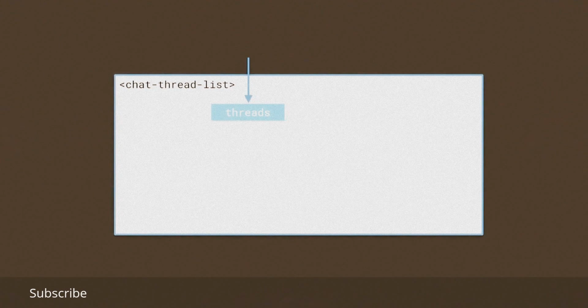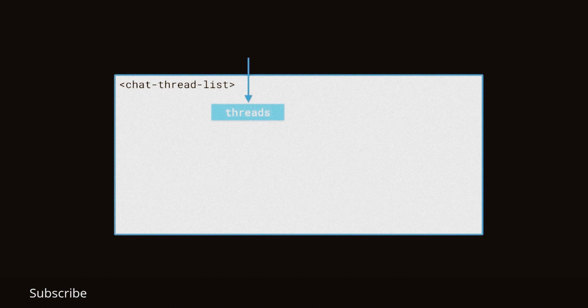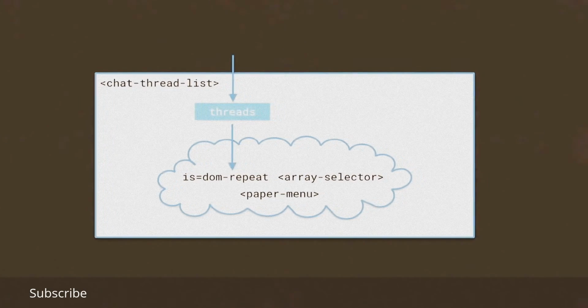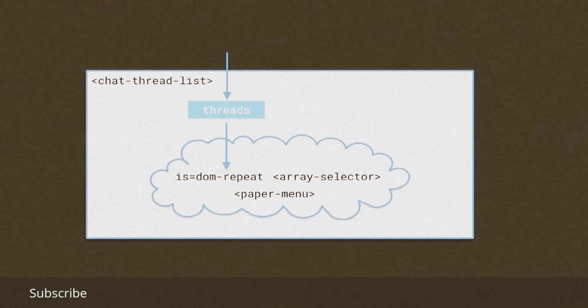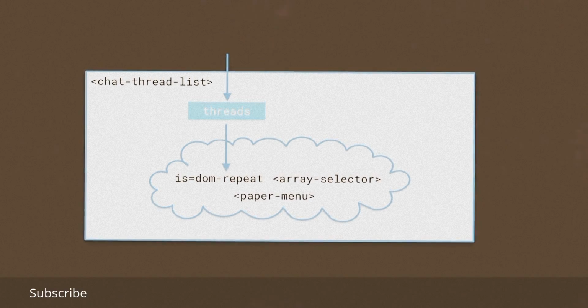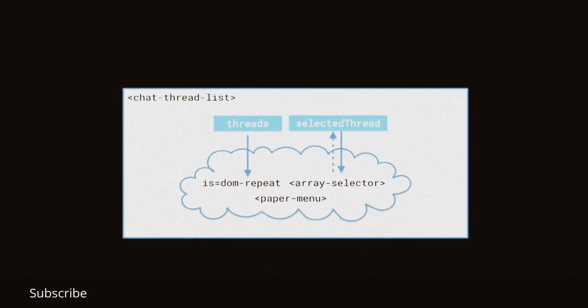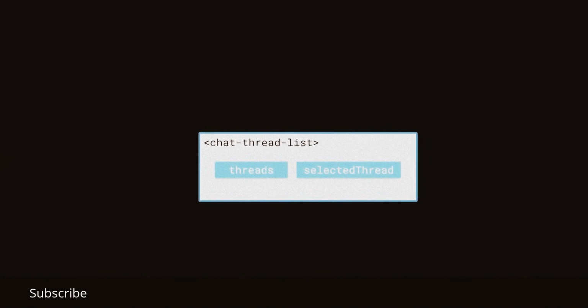So if we think about the API, we're going to take the threads array in, and its job is going to be to show a list of those threads, with some selection for it. We can grab a paper menu, which is a nice thing that allows you to do really quick selection of some stuff that you repeated out. And then I'm going to use the array selector, which is another element that helps us do selection of an array and produce that back out as a selected thread. So again, the API of this element is just going to look like it takes a threads array in and it produces a selected thread out. So that's pretty simple.